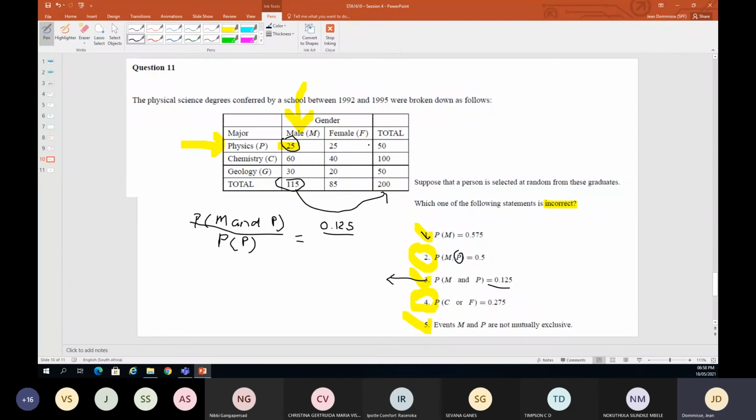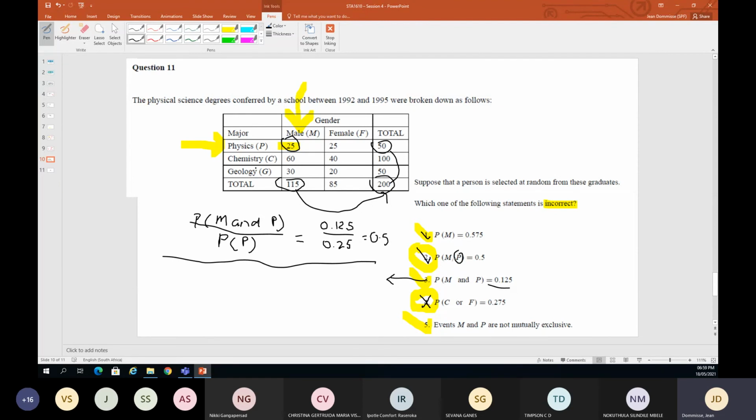The probability of P is 50 divided by 200. So 50 divided by 200 is 0.25. So 0.125 divided by 0.25 is equal to 0.5. So that one is also correct. So that one would be the incorrect one, but let's calculate that as well.